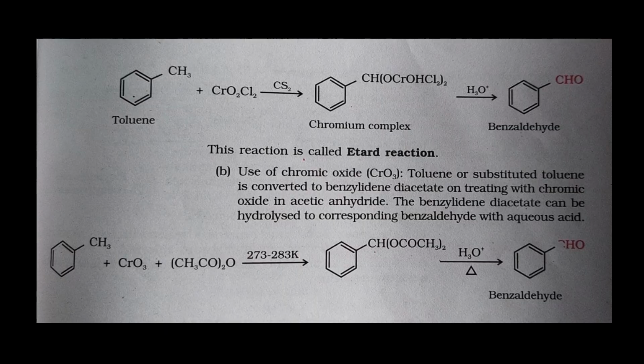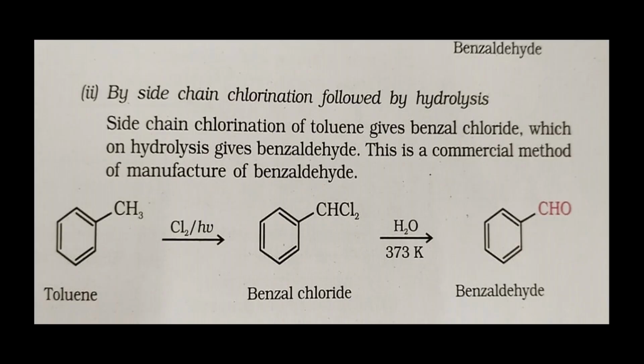Benzaldehyde by side chain chlorination followed by hydrolysis. Side chain chlorination of toluene gives benzal chloride, which on hydrolysis gives benzaldehyde. This is a commercial method of manufacture of benzaldehyde. Toluene in the presence of Cl2 and heat or light gives benzal chloride, which at 373 Kelvin with H2O gives benzaldehyde.